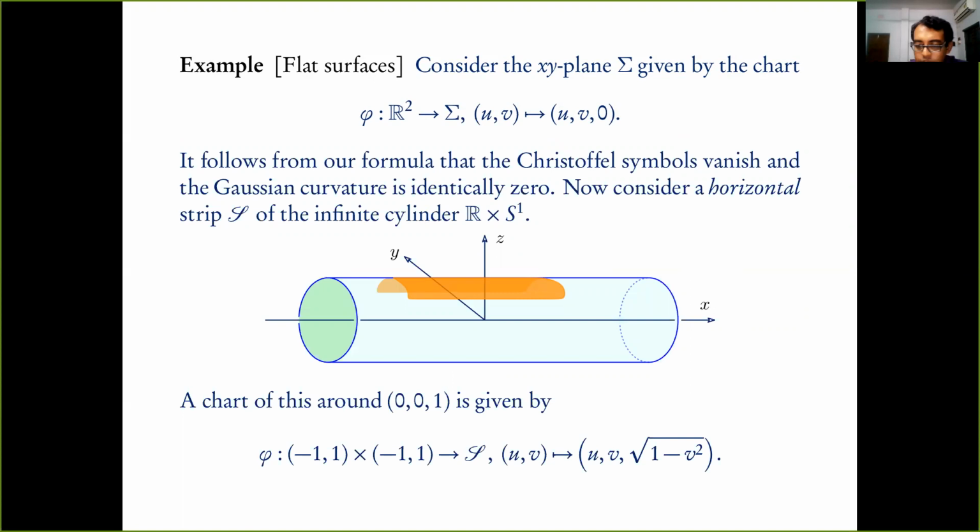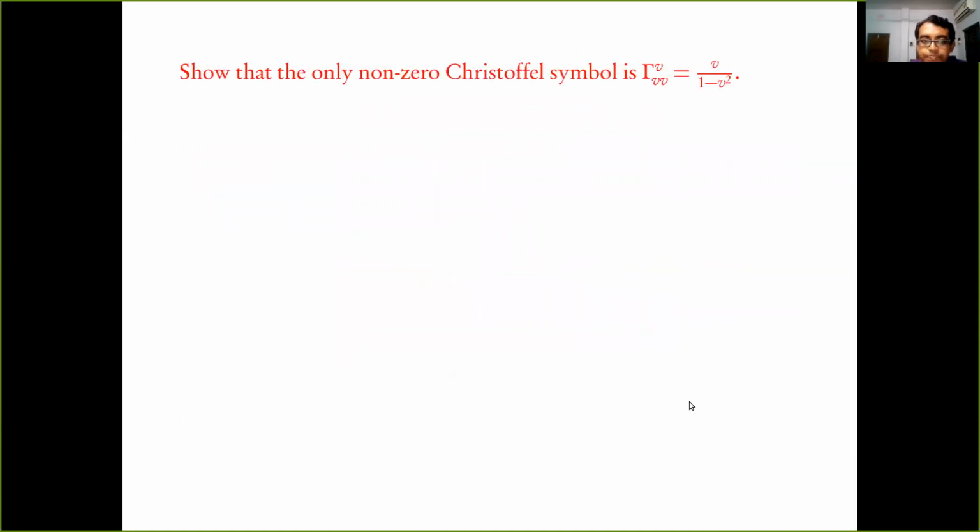In fact, you can calculate this function and calculate its second derivative up to V. And so you can show that the only non-zero Christoffel symbol is gamma V VV, which is also something very nice. It's V over 1 minus V squared. Okay. So that in particular is going to imply that the Gaussian curvature is 0 by our formula or otherwise.